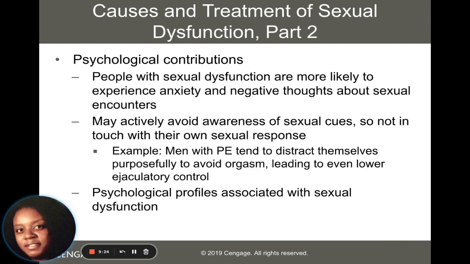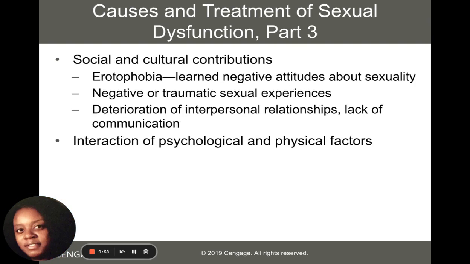There are also some psychological contributions. People with sexual dysfunctions are more likely to experience anxiety and negative thoughts about their sexual encounters. They may actively try to avoid awareness of sexual cues so that they don't have to respond in a sexual way. For example, men with premature ejaculation tend to distract themselves to avoid having an orgasm, which could lead to less control. And then also there are some psychological profiles that can be associated with sexual dysfunctions.